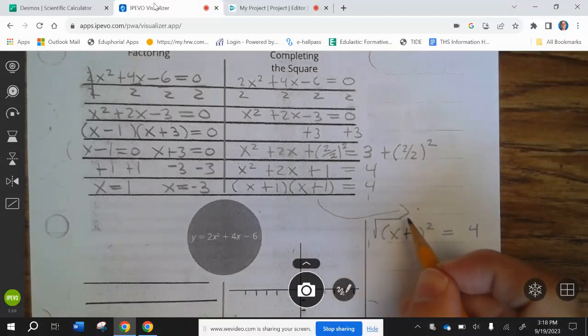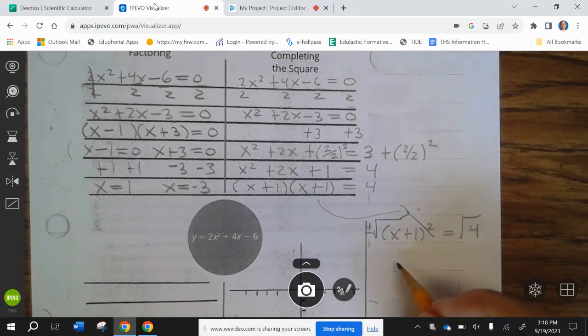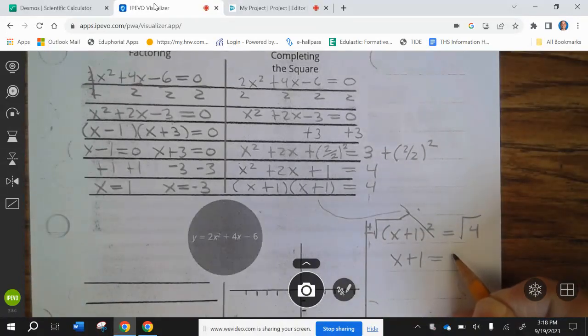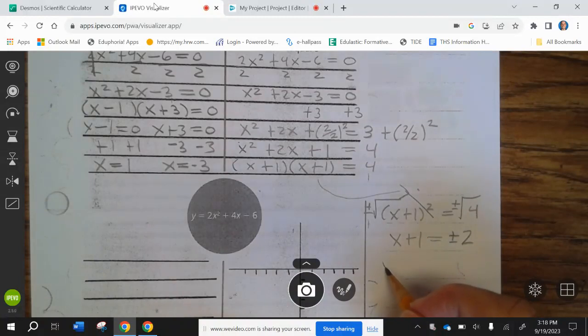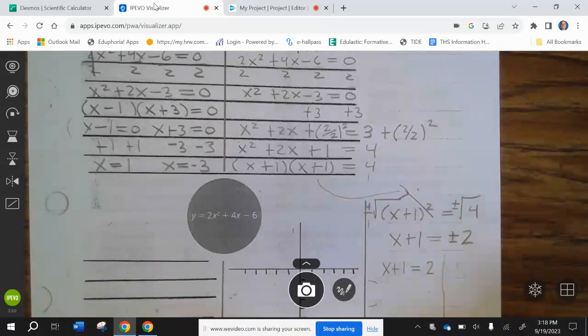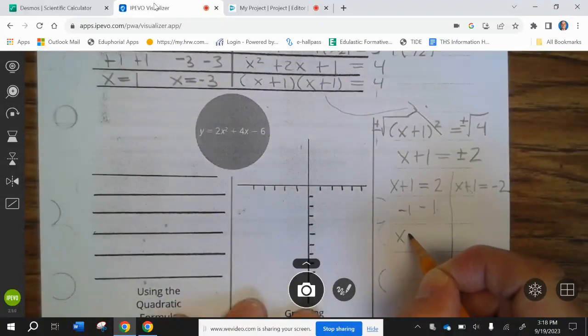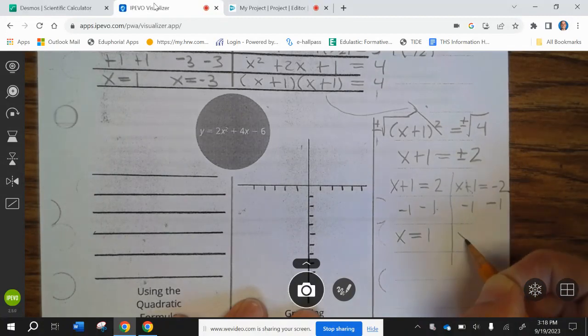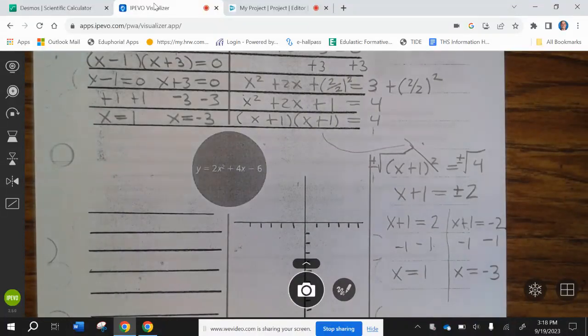We're going to take the square root of both sides. Remember, the square root is plus or minus. The square and root cancel, and you're left with x plus 1 equals plus or minus 2. So x plus 1 equals positive 2, and x plus 1 equals negative 2. Subtract 1 from both sides: x equals 1, and x equals negative 3. All right, go ahead and finish up that.